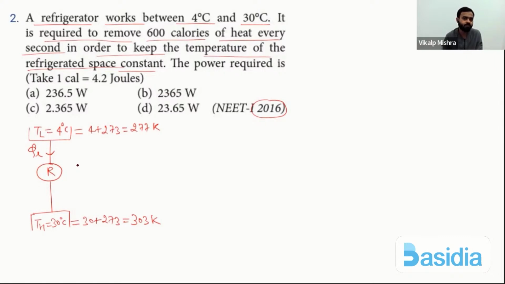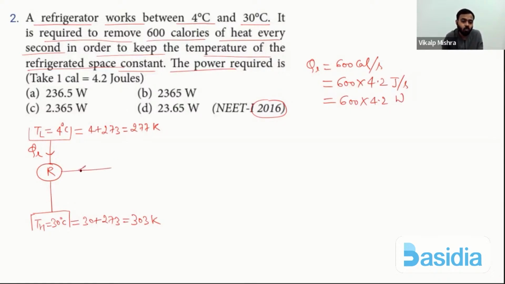QE is given in terms of calorie per second. It is given as QE equals 600 calorie per second. We can convert it into joules by multiplying by 4.18 or 4.2, so it will become joule per second. Joule per second is watt. Watt means power. So here Q extracted is given in terms of power. That's why they are asking power required.